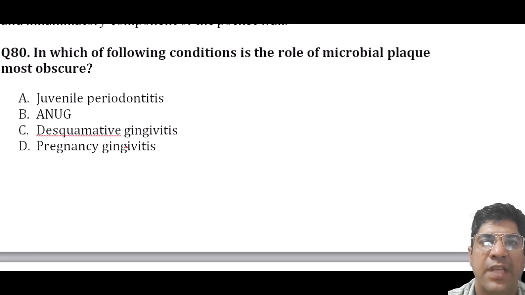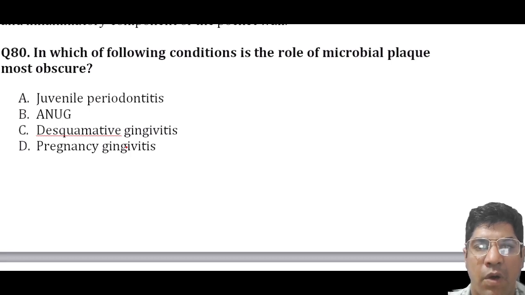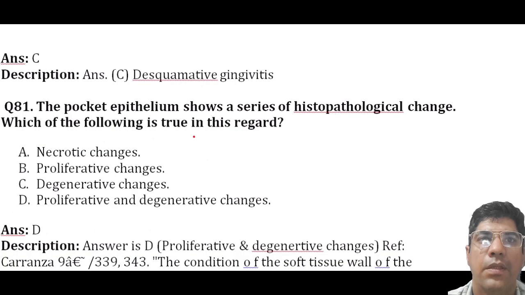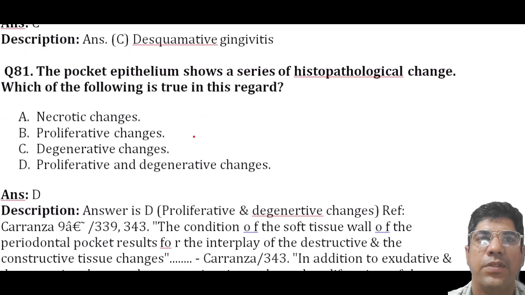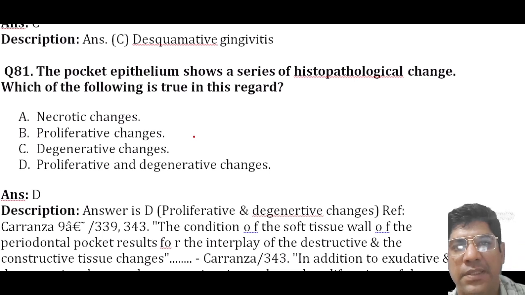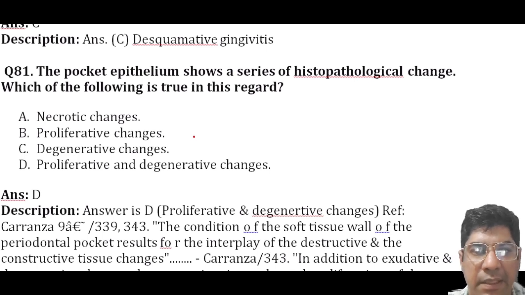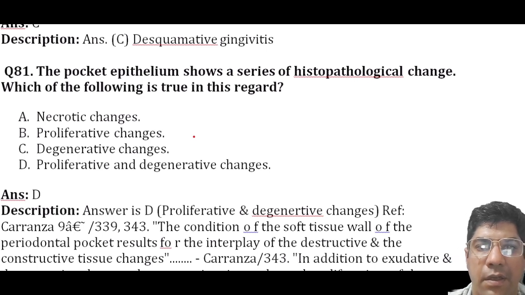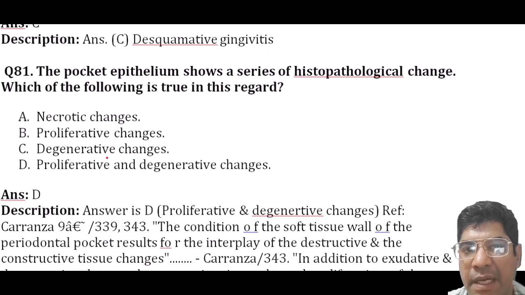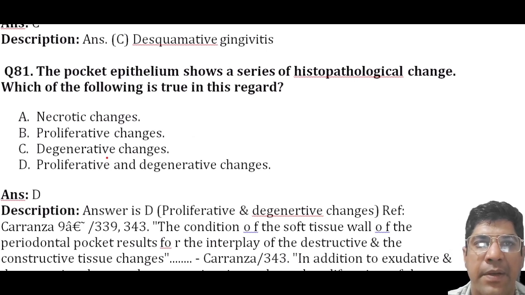In which of the following conditions is the role of microbial plaque most obscure? The role of the microbial plaque is obscure in desquamative gingivitis. The pocket epithelium shows a series of histopathological changes. So in the histopathological changes observed in the pocket, both proliferative and degenerative changes can be seen. So that represents the interplay of destructive and constructive tissue changes that takes place in the periodontal pocket.